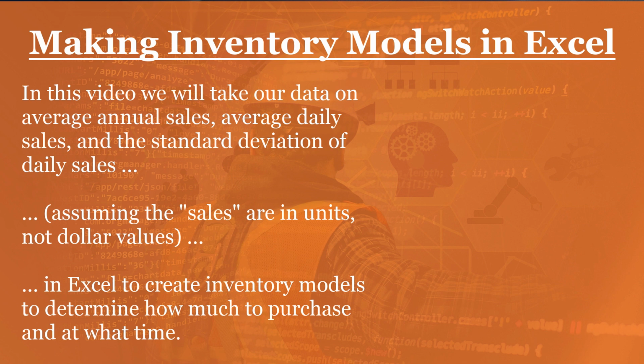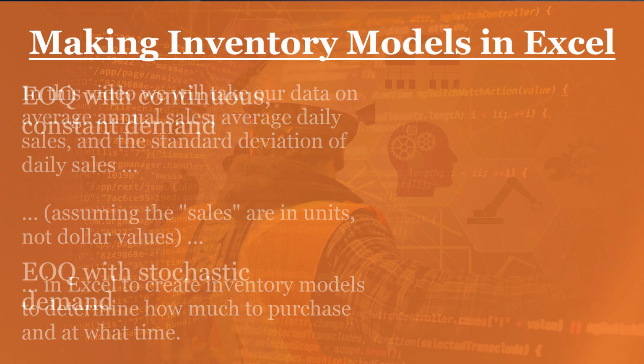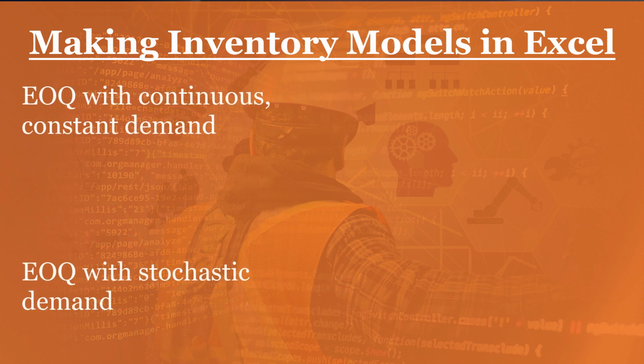What we're going to do is bring those data into Excel to create inventory models to determine exactly how much to purchase and at what time using two different inventory models. There are two types of inventory models we're going to look at. One is the economic order quantity when demand is continuous and constant. And the other one is the economic order quantity model when you have stochastic demand, meaning demand is random.